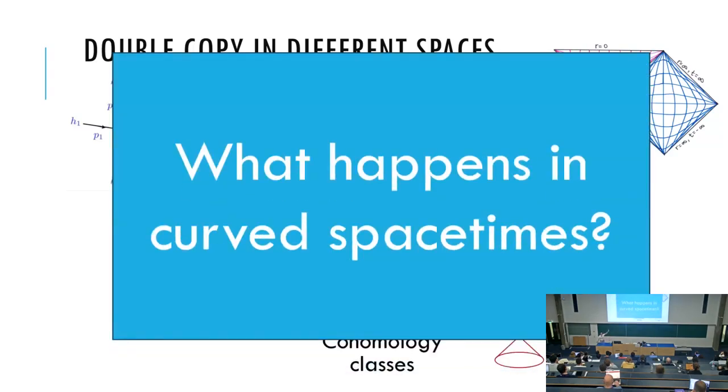So all of this has been done for flat space, and again the question is how do we know what happens in curved spacetime? Do these double copy relationships still hold? And it's a very difficult question. So we're going to use the toy model of these topologically massive theories in AdS3 to answer this question.